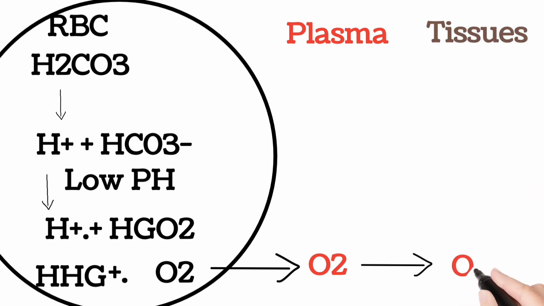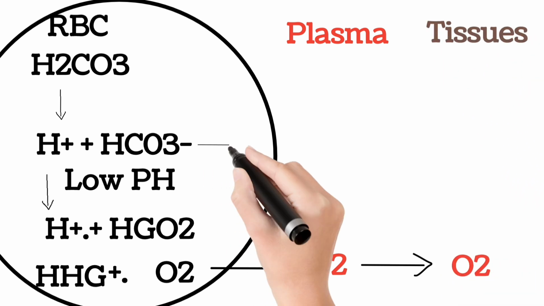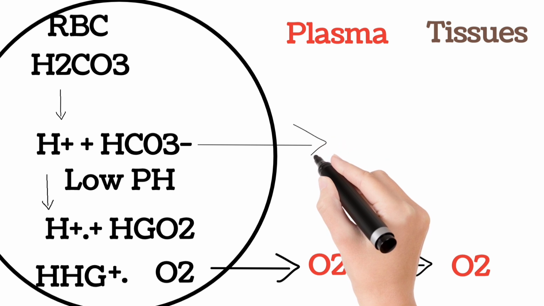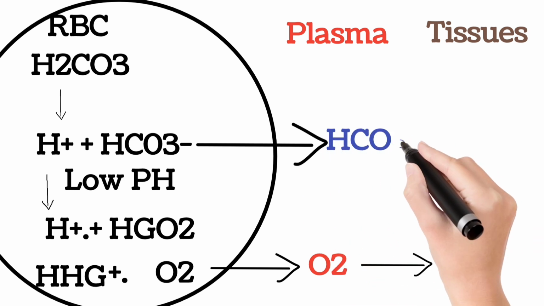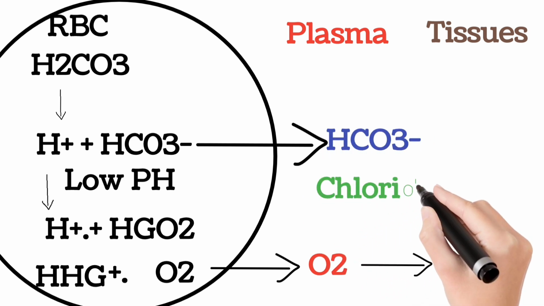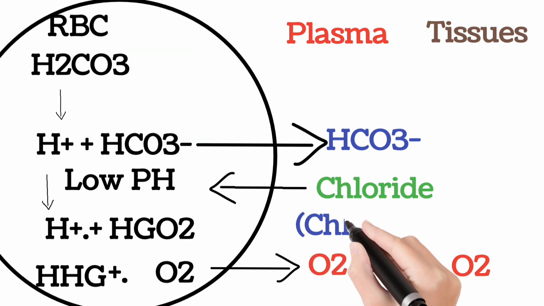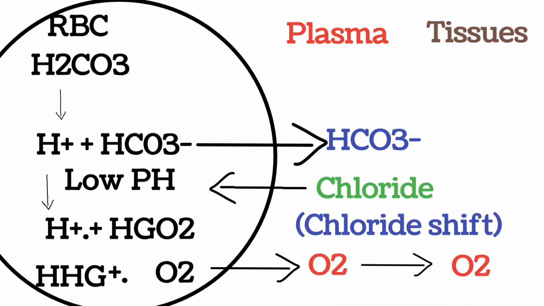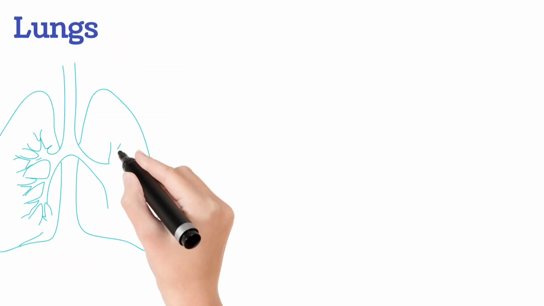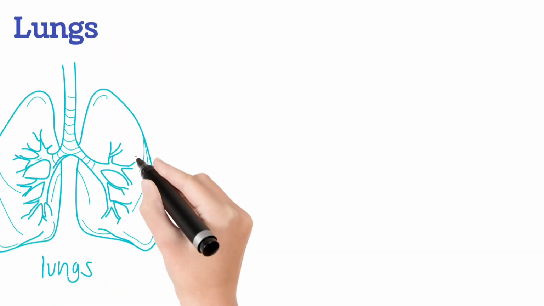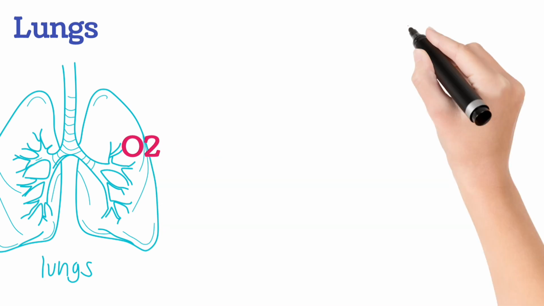Now the bicarbonate, which enters from the RBC into plasma, and because there is a negative charge loss, chloride will enter from the plasma into the RBC, and this is called the chloride shift. Now what happens in the lungs? The lungs are filled up with oxygen, which is derived from the atmosphere.